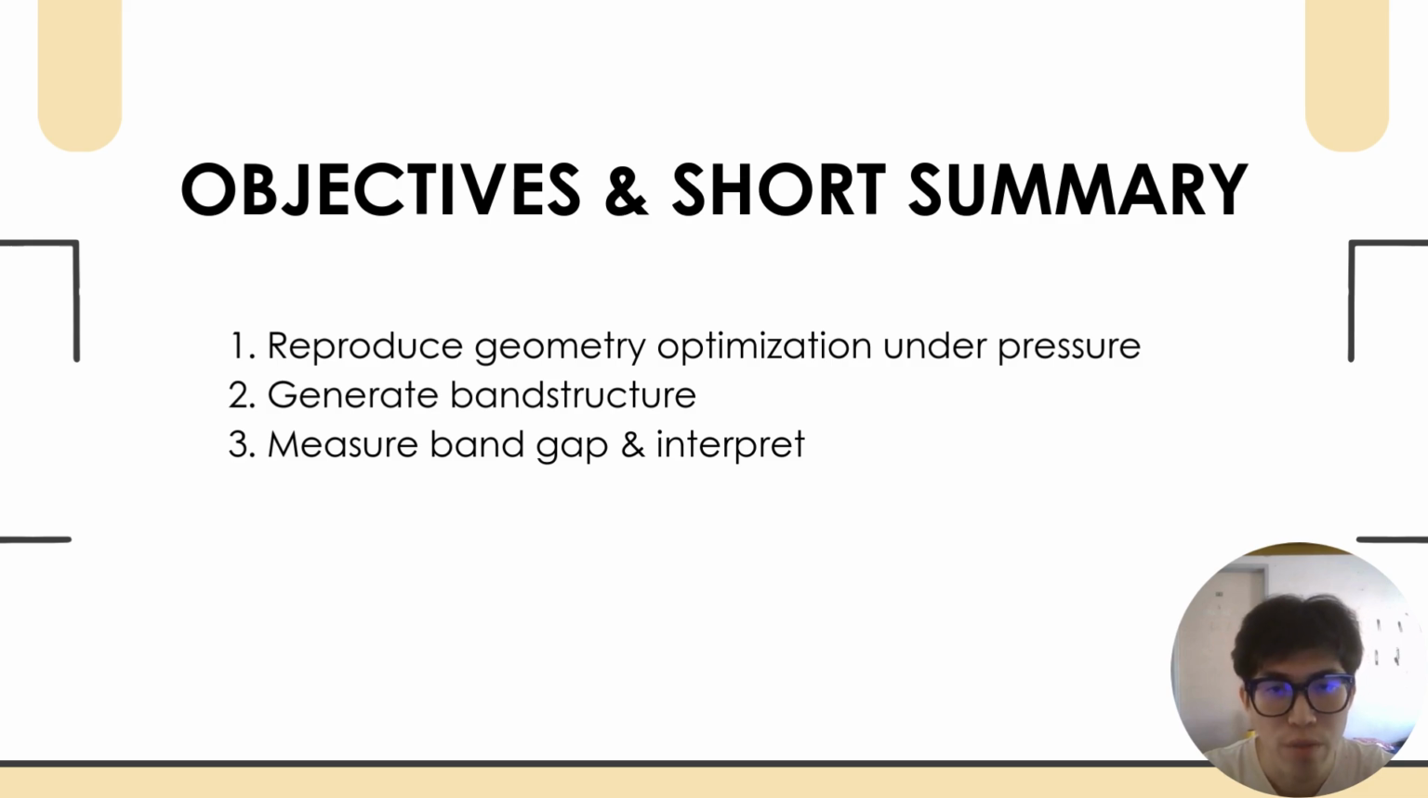Firstly, I repeat the geometry optimization after applying the assigned external pressure, which is 100,000 ATM. This is the same step that I did for assignment 2. Secondly, I compute the band structure using the optimized cells. This is also the same step that I did for assignment 3. Thirdly, I measure and interpret the band gap. For all of these steps, I followed the setup described in the course notes, which includes the installation of cell file and parent file procedures.